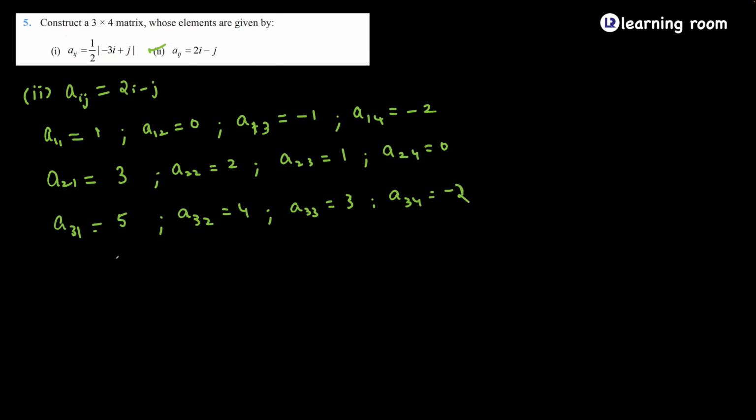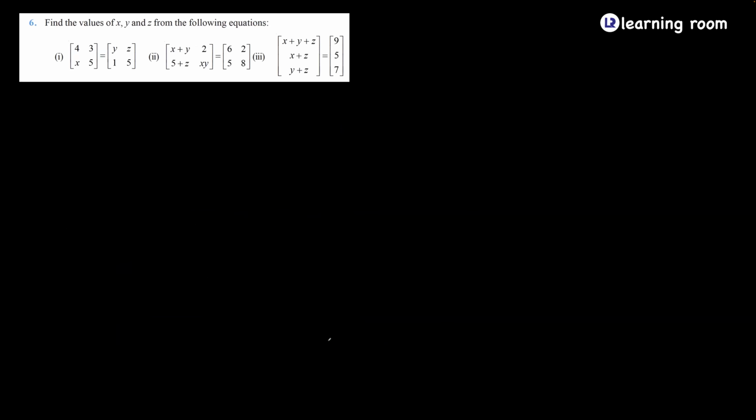Right. So what is the set going to be? It will be 1, 0, minus 1, minus 2, 3, 2, 1, 0, 5, 4, 3, minus 2. Right. 5, 4, 3, and A34 is 6 minus 4, yeah, plus 2. So it will be plus 2. Clear? Right? Next.